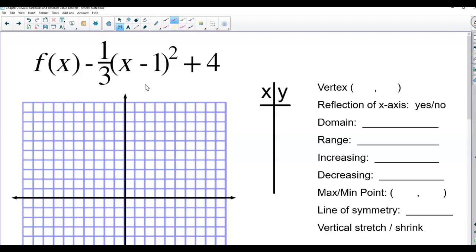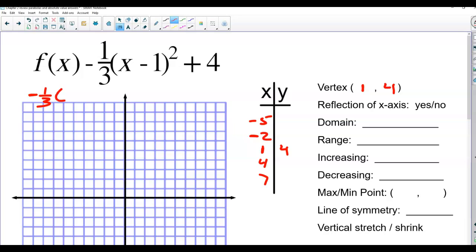So, I'm going to get my vertex first. My vertex is 1, 4. And I'm going to go right to my chart. 1, 4. Now, the a term has a denominator of 3. So I'm counting down by 3, and I'm counting up by 3. And these are the numbers I'm going to plug in.